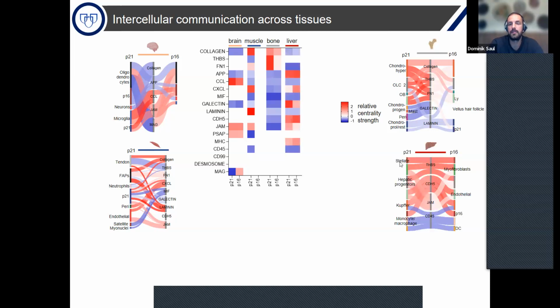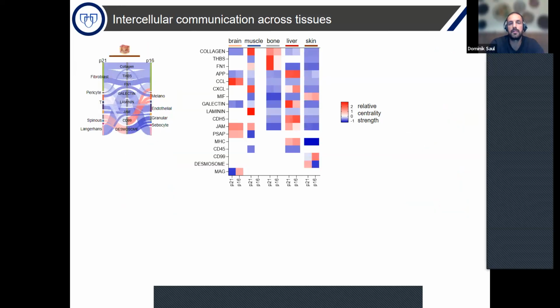In the liver sample, we see some pathways are very similar to each other for these two cell types, but for instance, YAP is used a lot in P21, but not so much in P16 positive cells. These were the murine tissues, and the human skin had these CD99 and desmosome pathways that are highly different. So the desmosome pathway is not used that much from P16, but a lot from P21 positive cells, mostly to secrete to granulocytes and spinous cells.